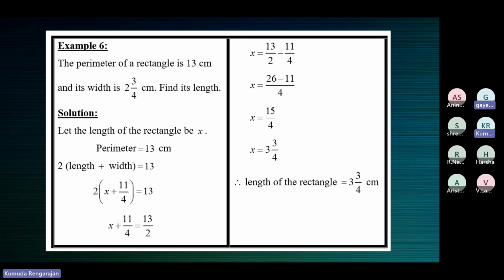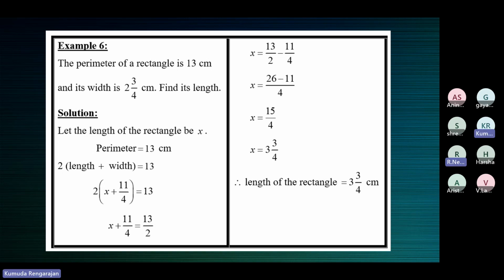Yes, Netra. Ma'am, we can actually take the 2 to the 13 by 2, ma'am. No, you have not completed. I'm listening to you. Yes, go on, Netra. I wanted you to finish. Ma'am, actually, the 2 in the 2x plus 1 by 4, we can actually take to 13 by 2. How?